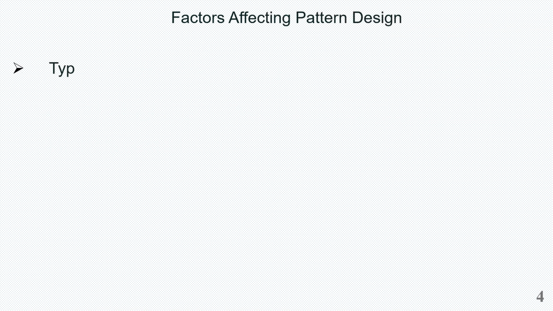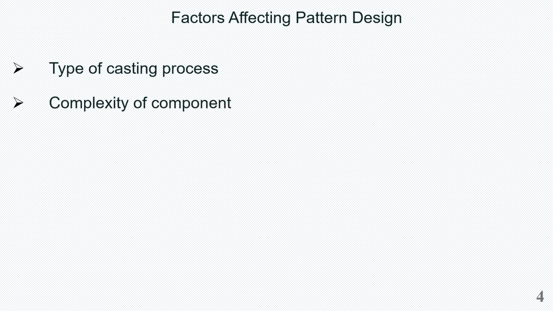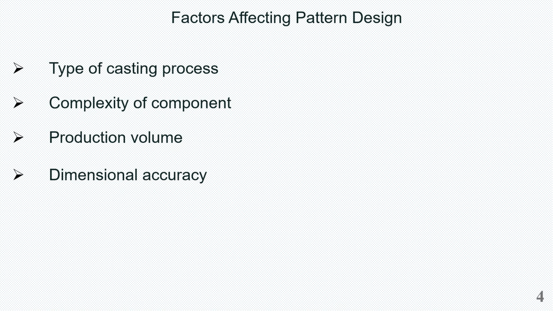And what factors affect pattern design? The type of casting process is one important factor which affects the pattern design, along with the complexity of the component we are going to produce, the production volume, that is, how many products we are going to produce using the same pattern, and dimensional accuracy. So these are the points we consider as factors before designing the pattern.